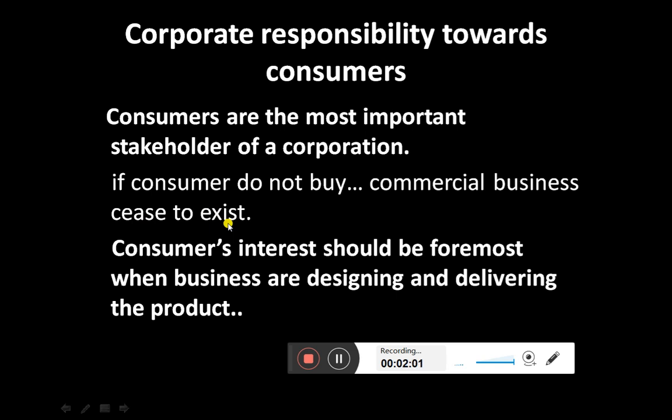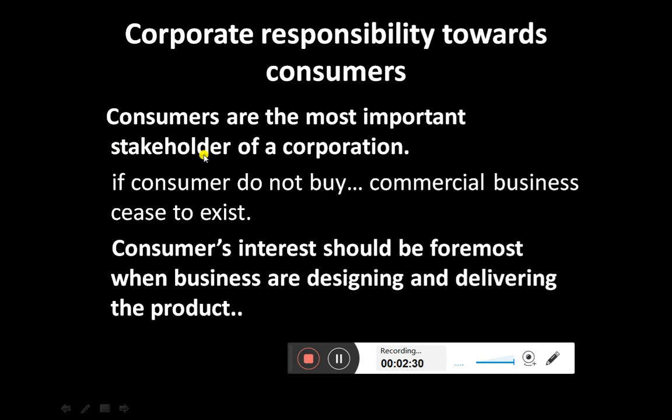Simply stated, consumers are the basic stakeholder of any business. If you remember, we discussed two types of stakeholders: internal stakeholder and external stakeholder. A consumer is actually your external stakeholder, not directly connected with or employed by the organization or company, but having a direct impact on the business.